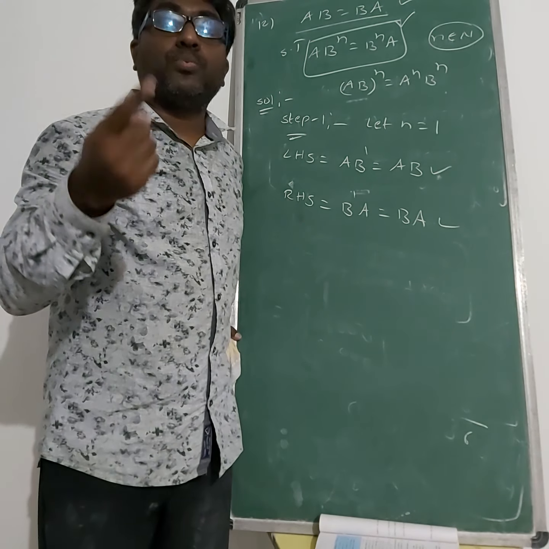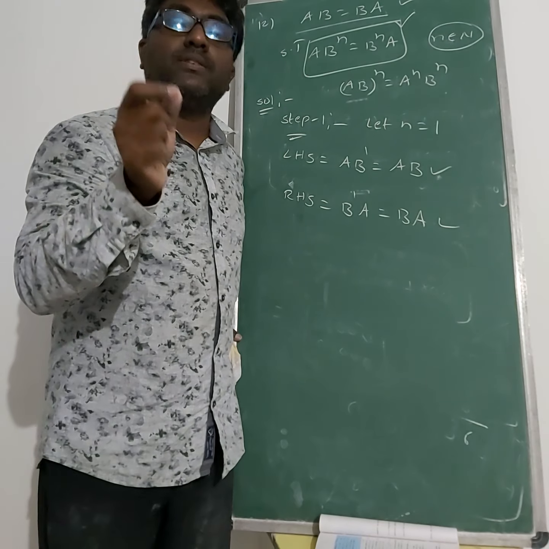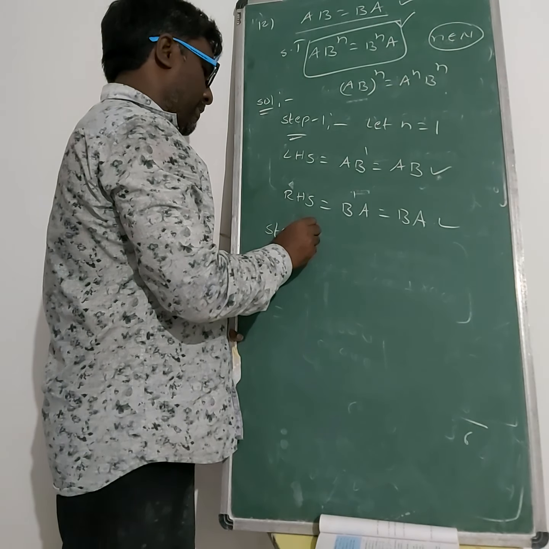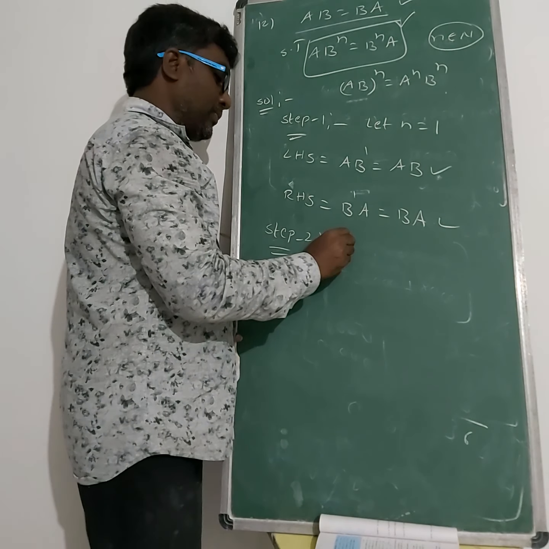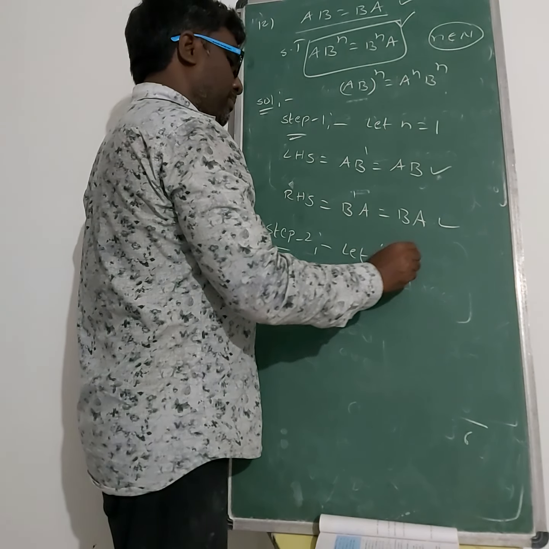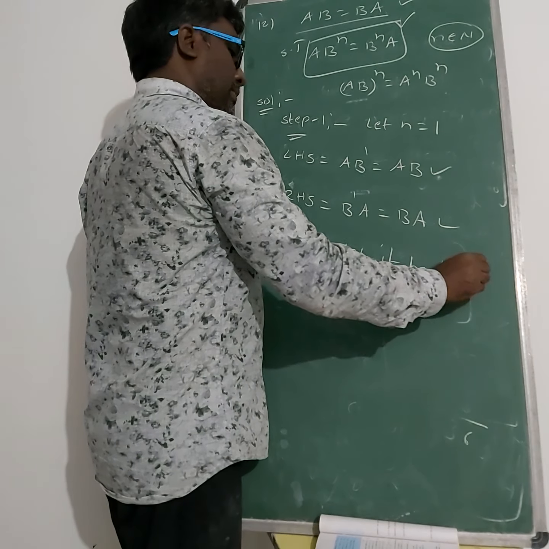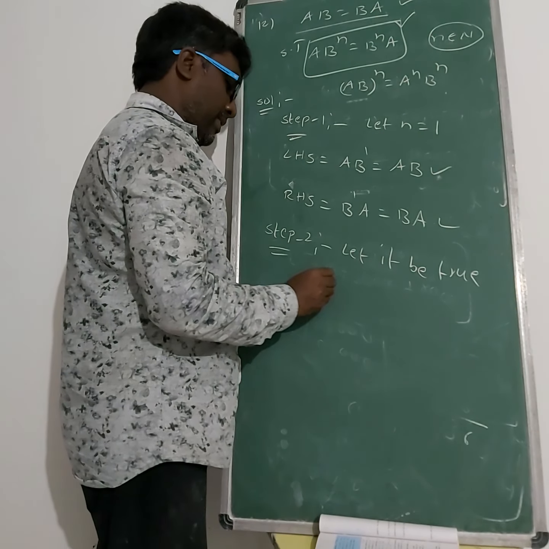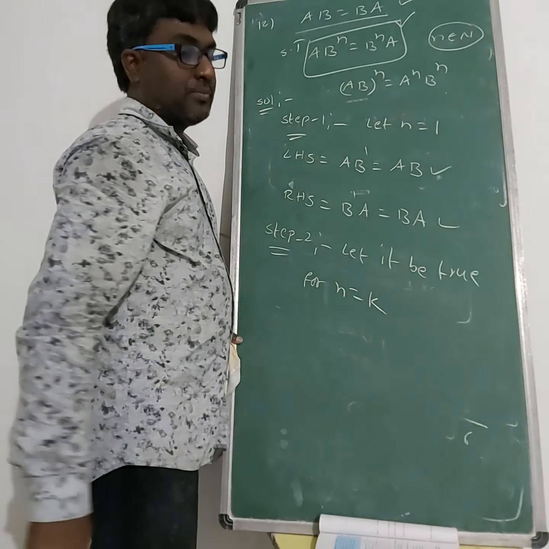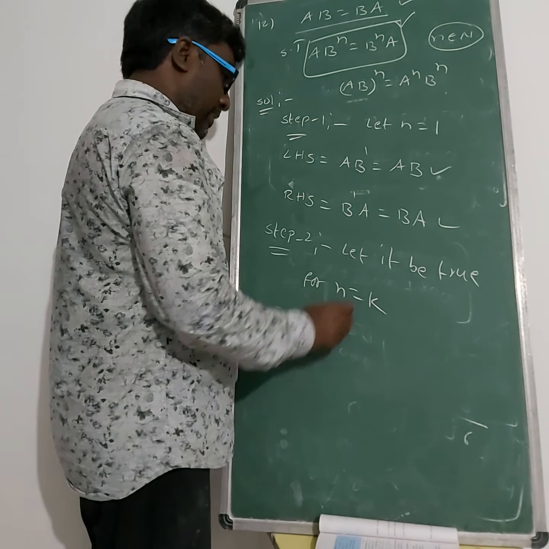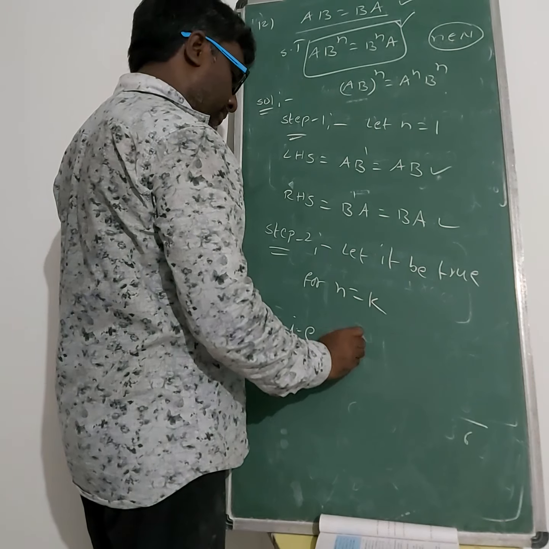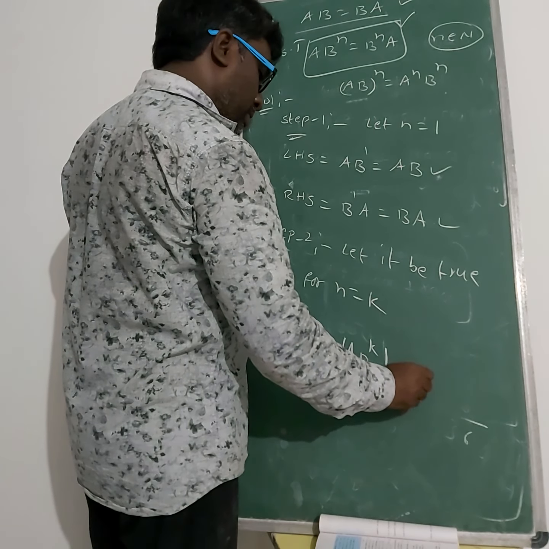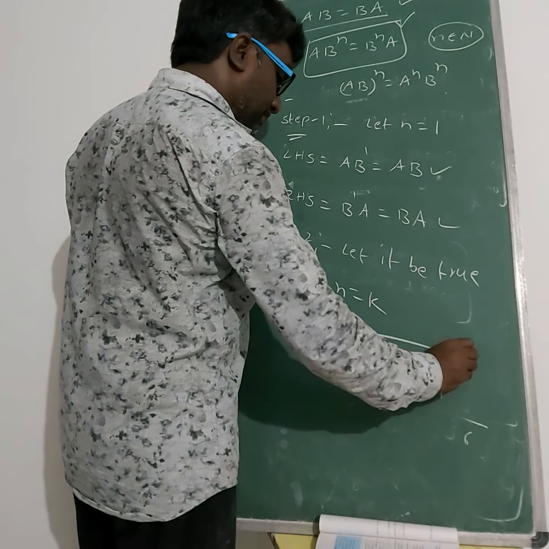Now what is the step 2? We will assume that the given statement is true for n is equal to k. So second step, let it be true for n is equal to k. It is true for n is equal to k means what? A into b power k is equal to b power k into a.